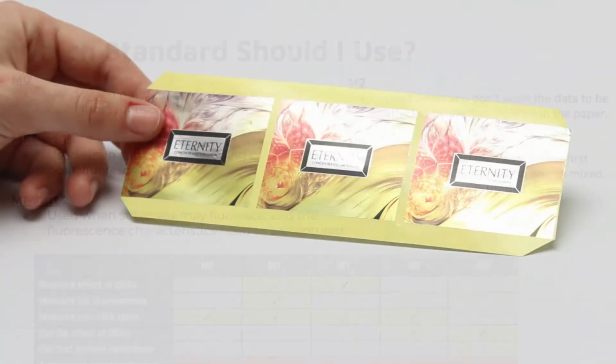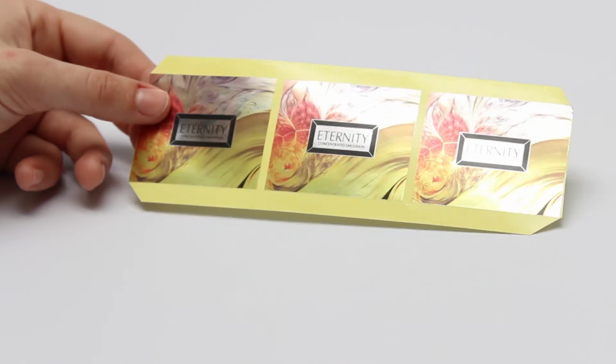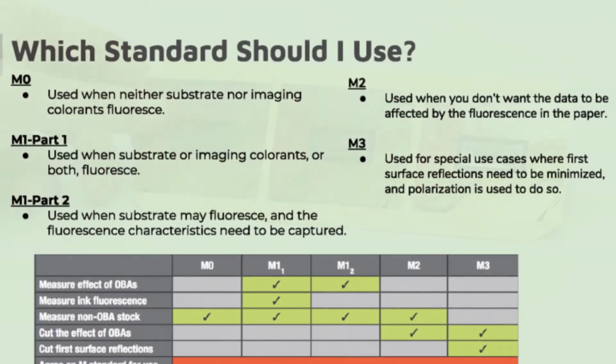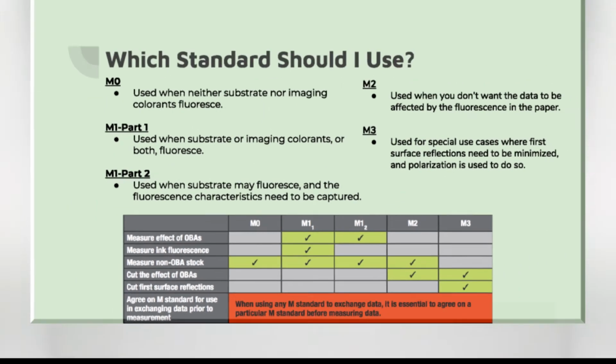M3 is used only in special cases where first surface reflections need to be minimized and polarization is used to do so. Below is a helpful chart on exactly what each standard does if you're more of a visual learner like me.